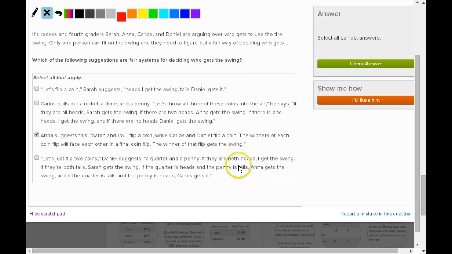Let's just flip 2 coins, Daniel suggests, a quarter and a penny. Both are heads, I get the swings. Both are tails, Sarah gets the swing. Quarter is heads, penny tails, Sarah gets the swing. Okay, so let's draw that out. Here are the options if we just throw a quarter and a penny a single time.